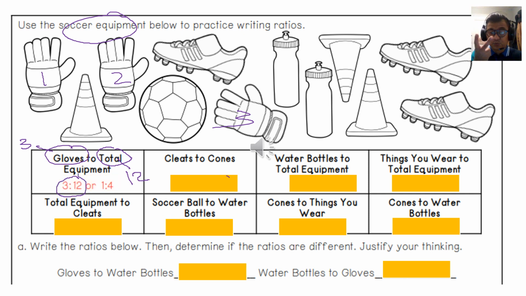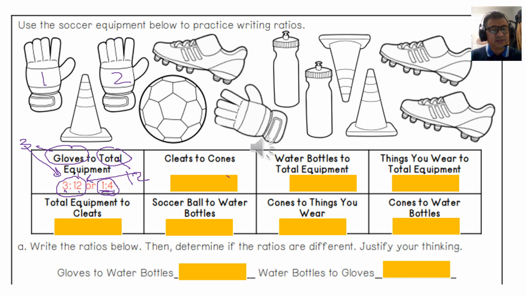See, I did not switch the numbers. 3 goes first, the 12 goes next, and I can simplify that by dividing by 3, and I get 1 is to 4. One more example. Cleats to cones. Let's erase our marking here.